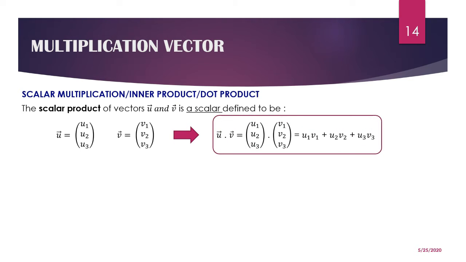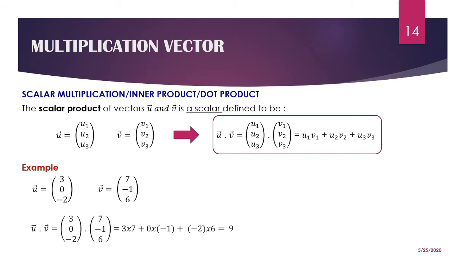For example, I have vector U (3, 0, minus 2) and vector V (7, minus 1, 6). By the dot product, U dot V, I got 9. Very clear, right?